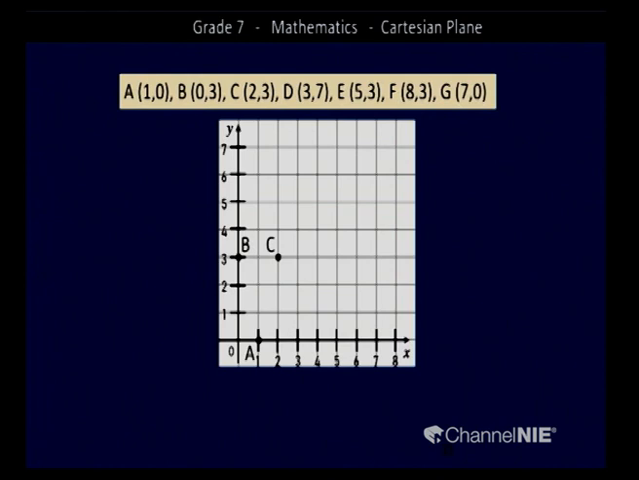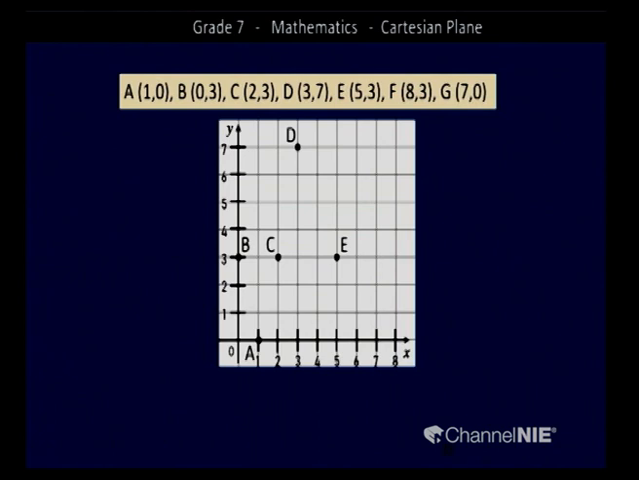Then I will move on to point D. The x coordinate is 3 and the y coordinate is 7. So, I have to move 3 units towards the x axis and 7 units towards the y axis. Therefore, I can plot the point here and I have to name the point. Then I will mark point E. The x coordinate is 5 and y coordinate is 3. Check whether you have plotted the point in the correct place and name the point as E.